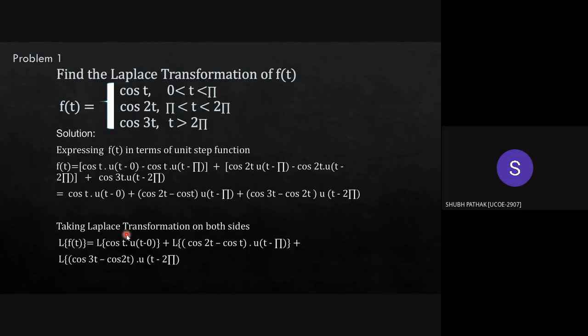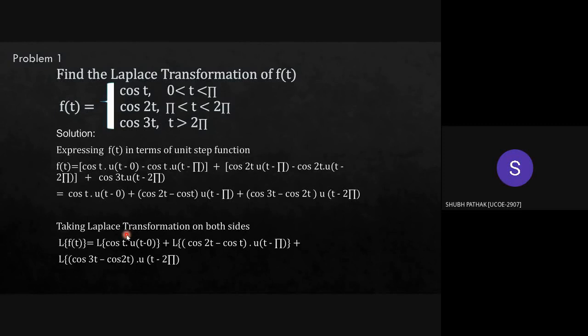I will explain a sum on Laplace transformation of the Heaviside unit step function, which will help us understand the topic a bit better. So the question is, find the Laplace transformation of f of t, where f of t is equal to cos t when the limit is 0 to pi, f of t is equal to cos 2t when the limit is pi to 2 pi, and f of t is equal to cos 3t when t is greater than 2 pi.